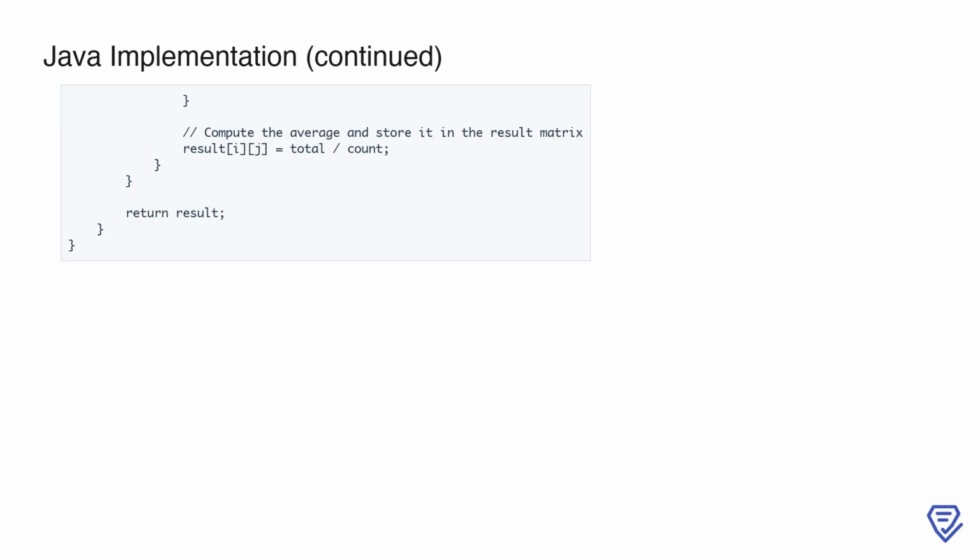This approach ensures that each pixel in the output matrix is the average of its own value and the values of its valid neighbors, providing a smooth representation of the image.